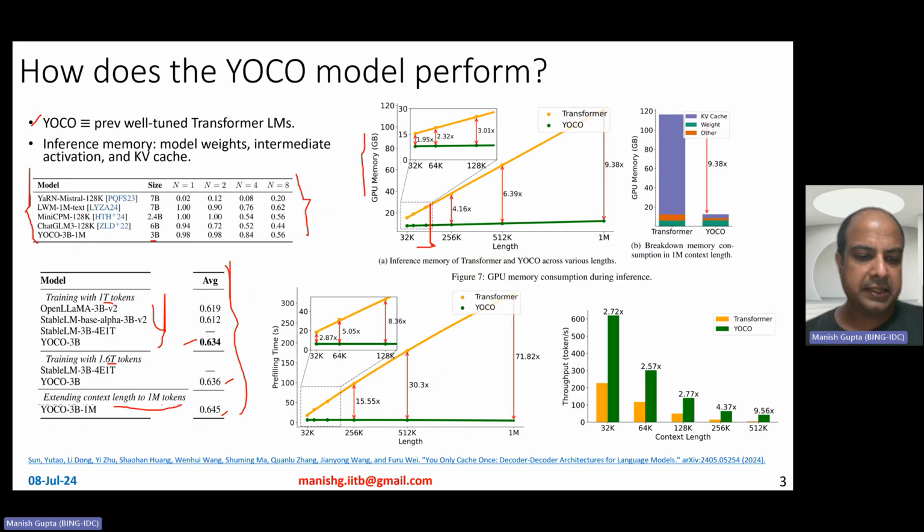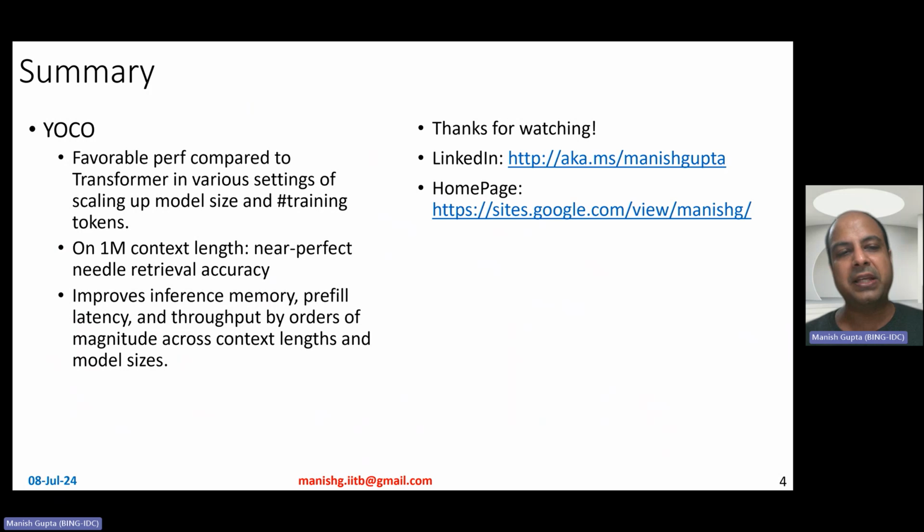Yet another interesting thing is that the current pre-trained models follow the standard transformer architecture. Now, of course, if you don't have pre-trained models, would you still use YOCO? So all of those are open questions. And of course, time will tell whether YOCO becomes mainstream or not.